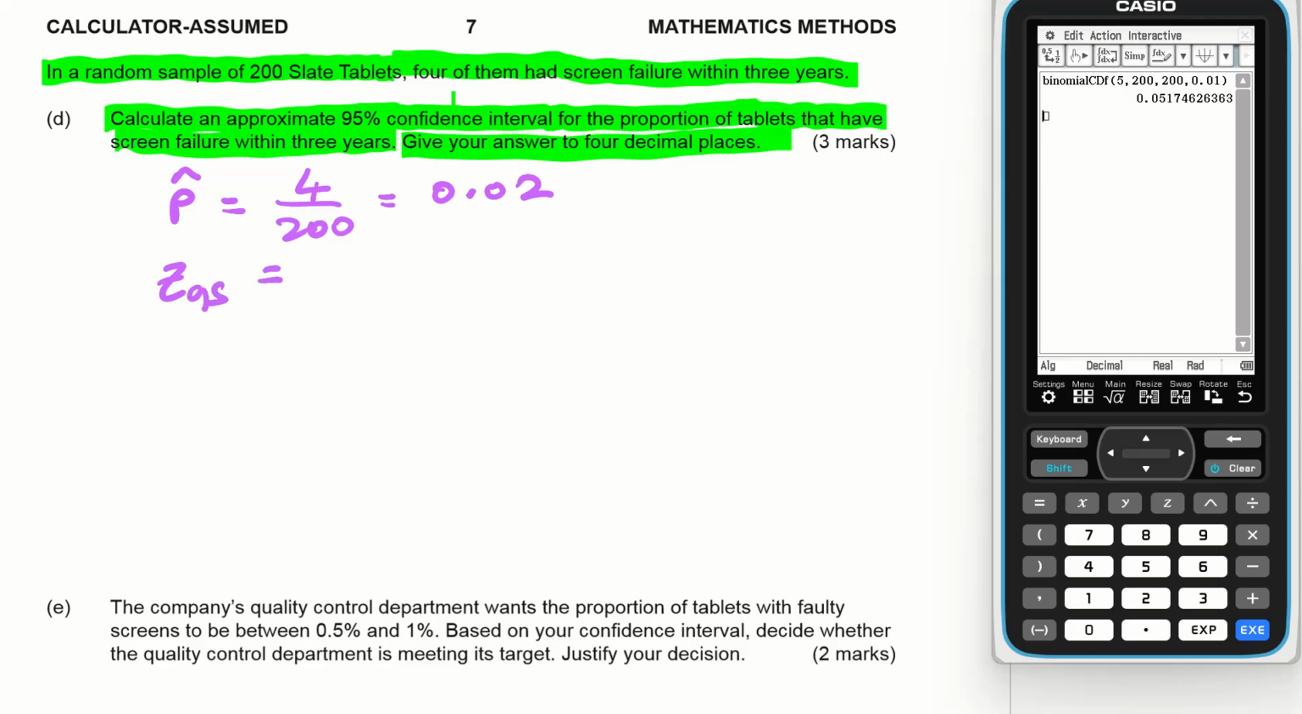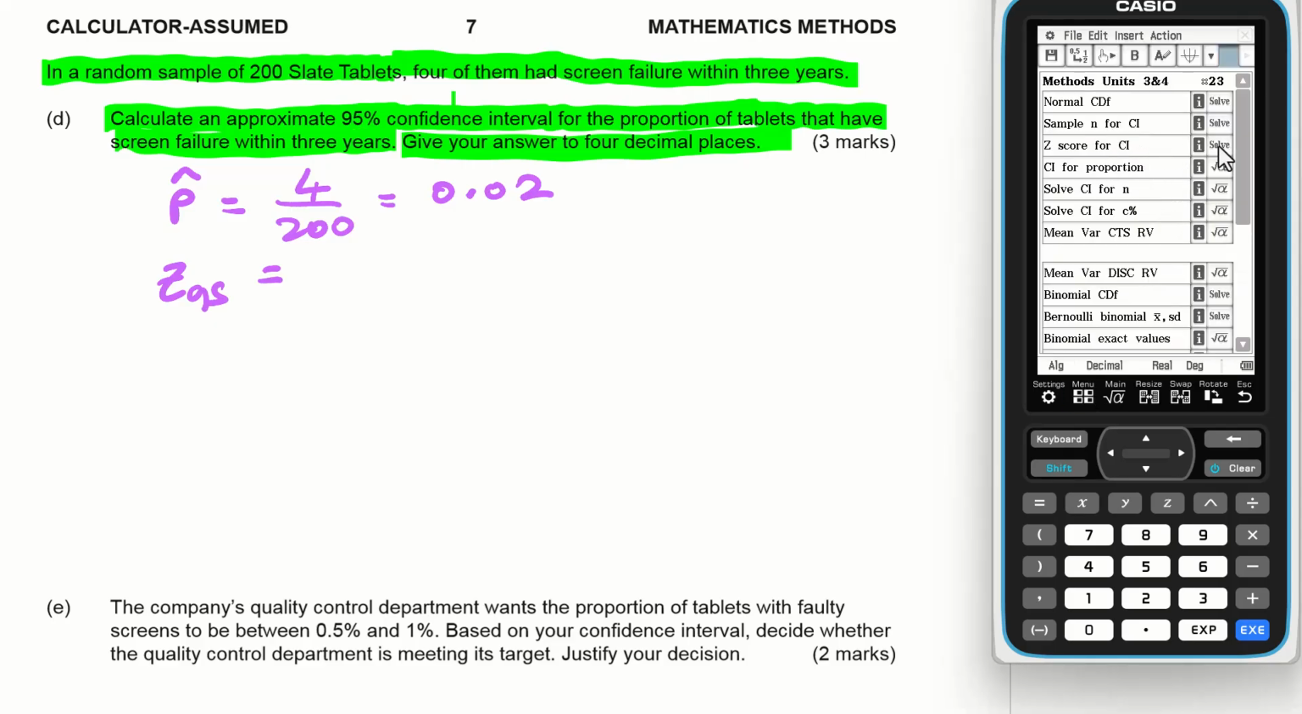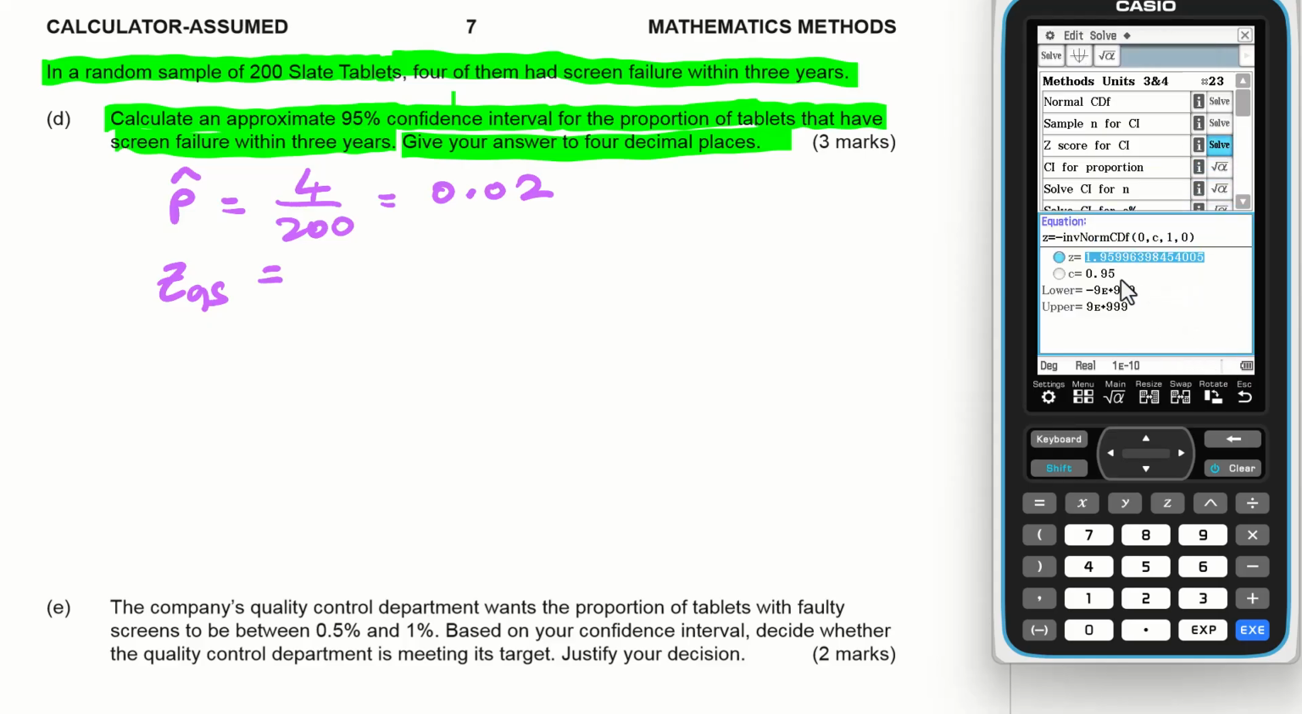Z95, which we can get from the calculator. Let's just quickly do that. I'm not always going to do that for this type of thing. But the E-activities, Z score for CI, this is actually already on 0.95. And you can see the value there is 1.95... so I can't quite read that, 1.95996. 1.95996.